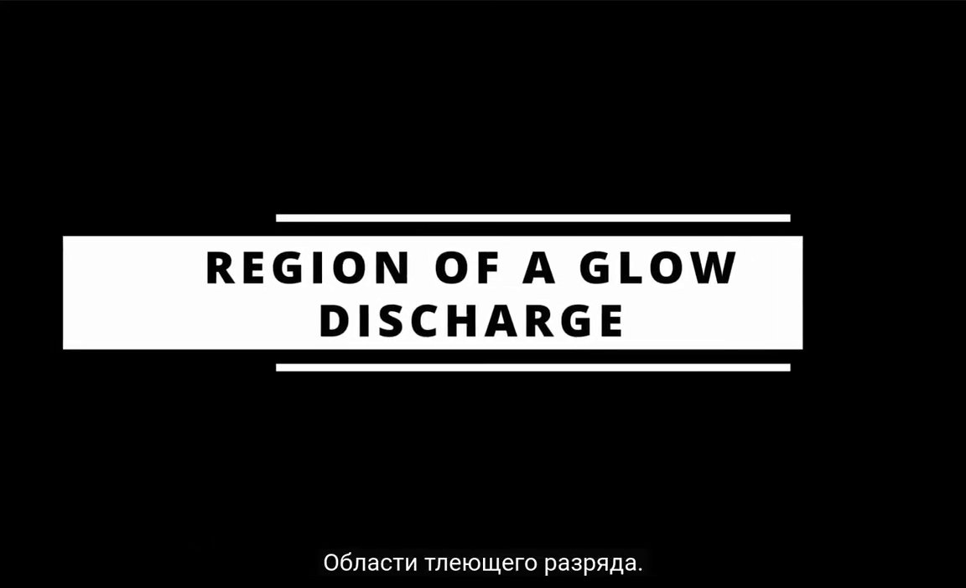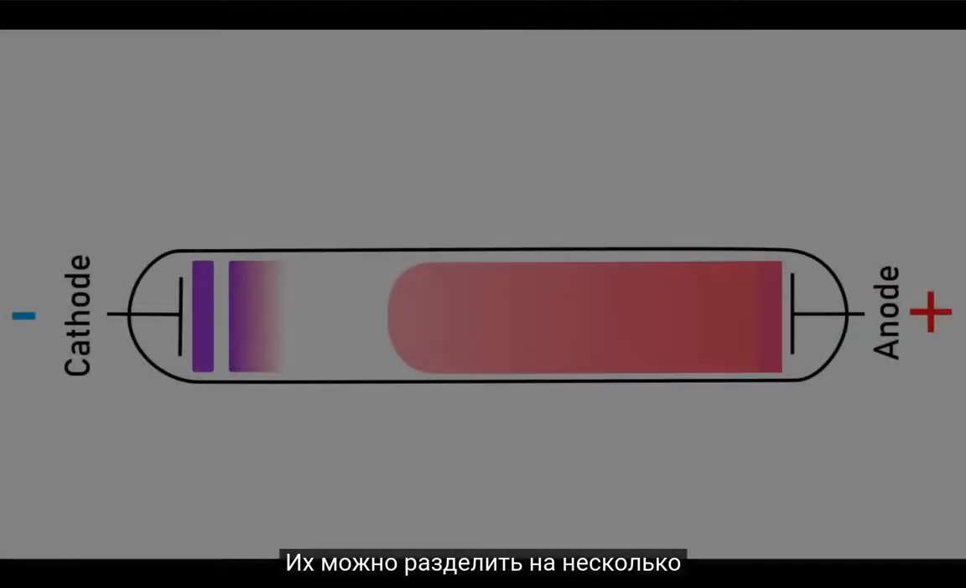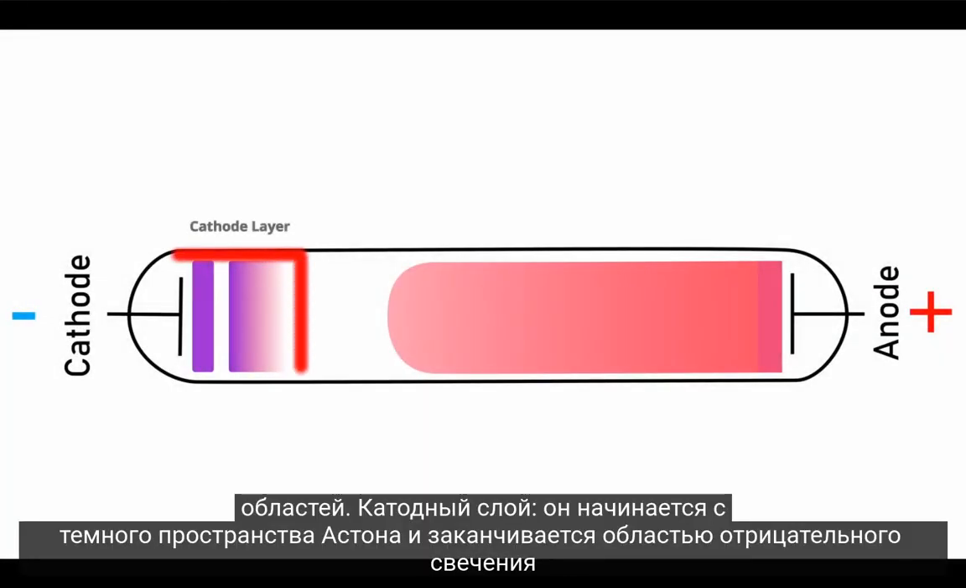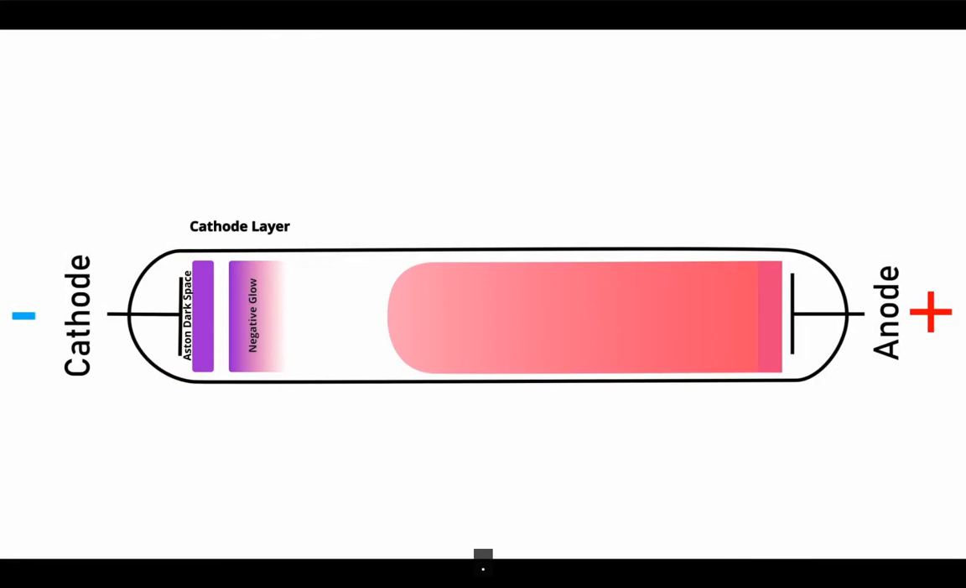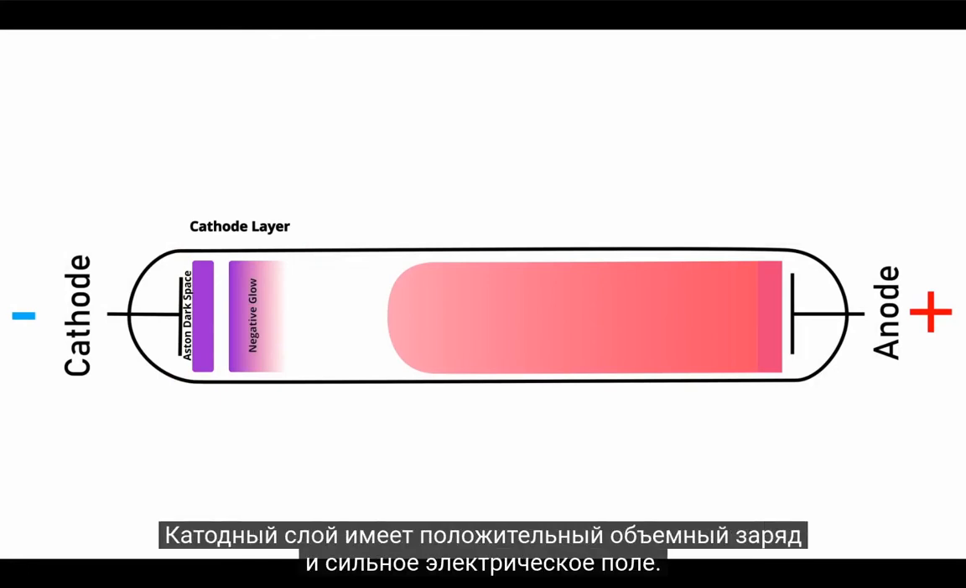The regions of a glow discharge. This can be divided up into a number of areas. The cathode layer. This begins with the Aston dark space and ends with the negative glow region. The cathode layer shortens with increased gas pressure. The cathode layer has a positive space charge and a strong electric field.